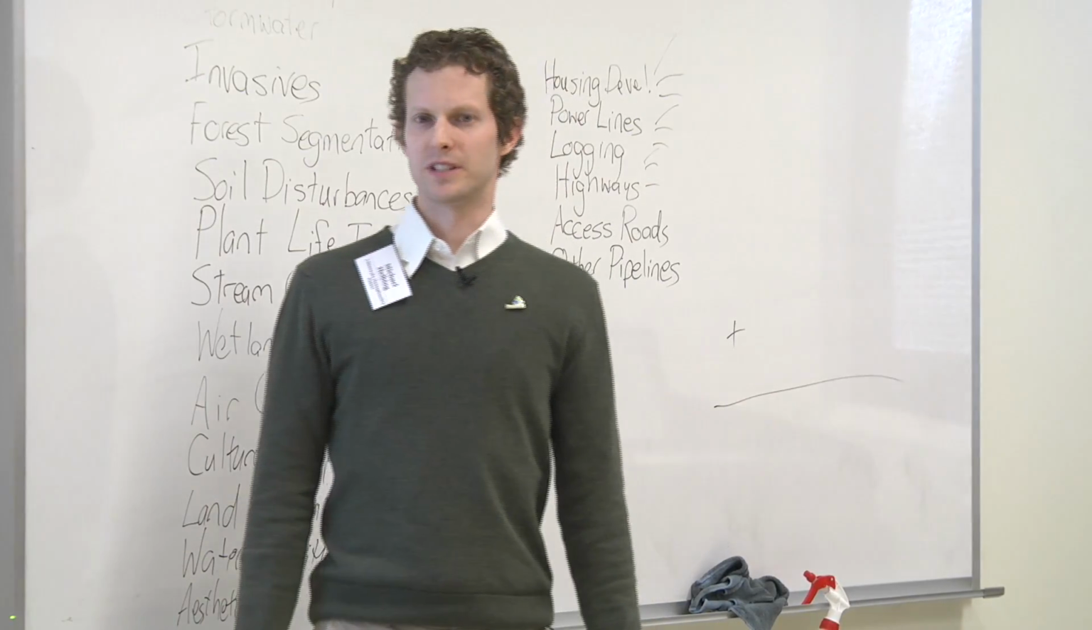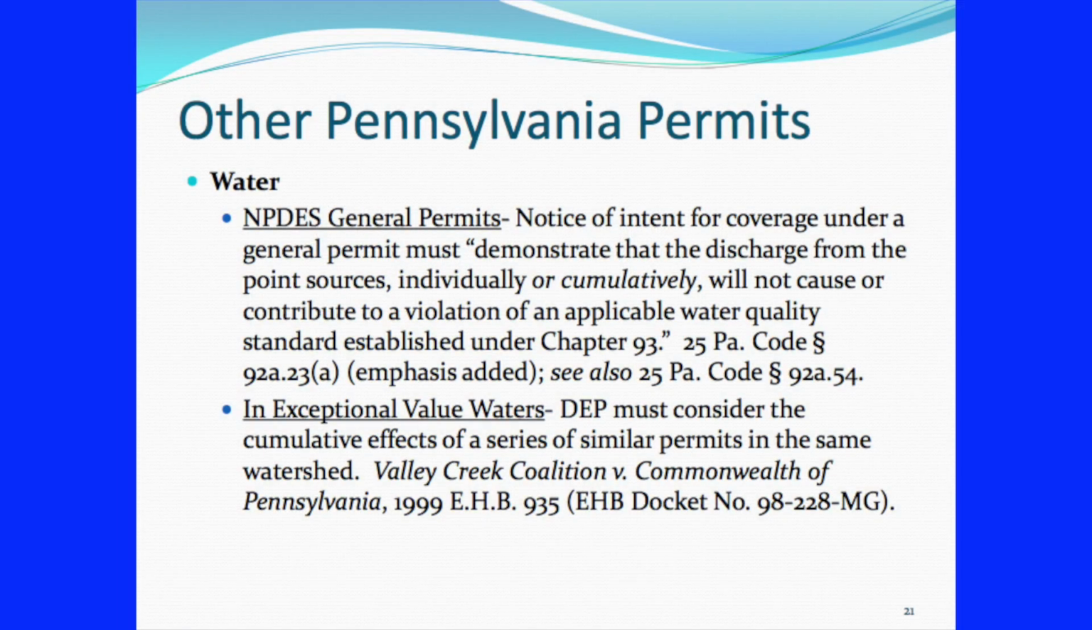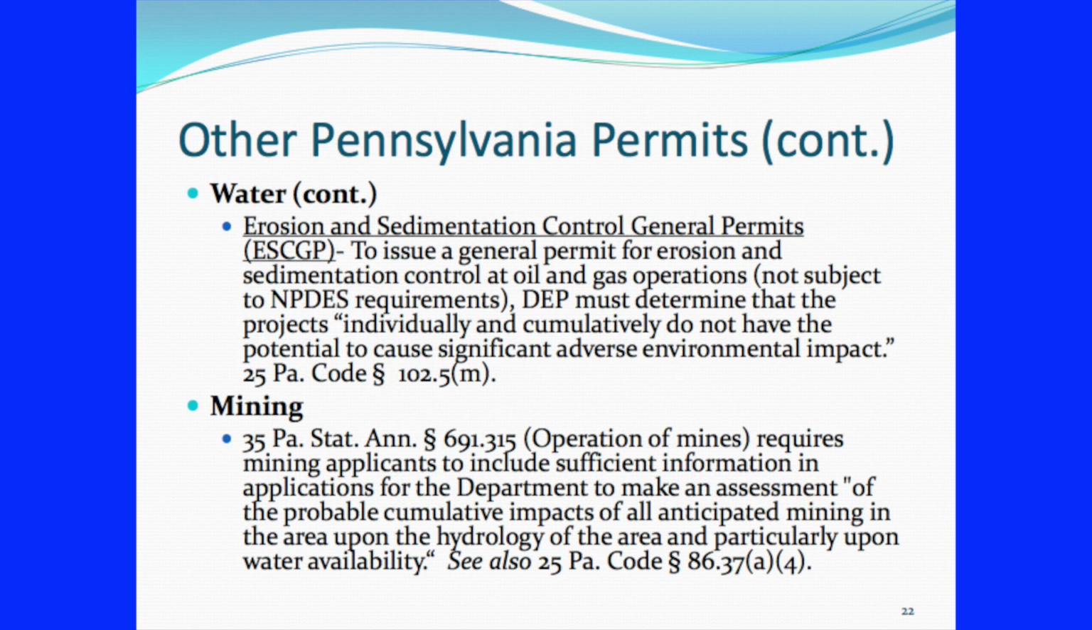Okay, I don't want to spend too much time on this. This is sort of other Pennsylvania permits. General permits for NPDES have to consider individually or cumulatively will not cause a violation of water quality standards. And exceptional value waters, and this is interesting, I'll just note briefly, this came from case law. A 1999 EHB case says that DEP has to consider the cumulative effects of a series of similar permits in the same watershed if we're talking about exceptional value waters. So that's another instance of a place where courts have come in and said, not good enough, folks.